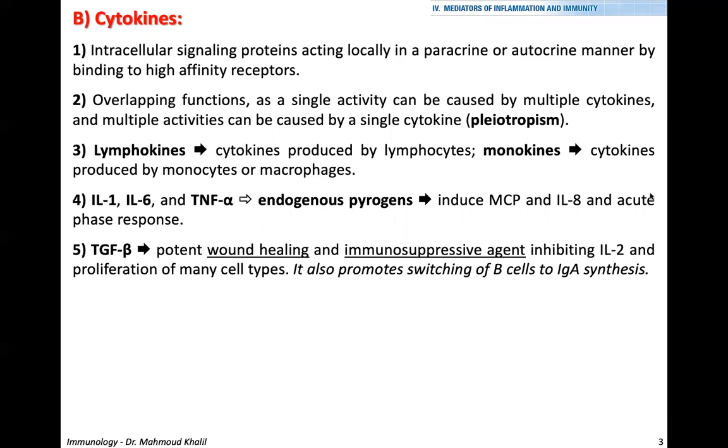TGF beta is a potent wound healing and immunosuppressive agent, and it inhibits one of the very important cytokines, interleukin 2. Interleukin 2 promotes the proliferation of many cell types, and another very crucial function of interleukin 2 is to promote the switching of B cells to start synthesis of the type of antibody called IgA.